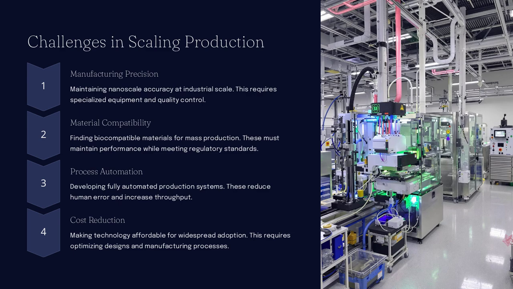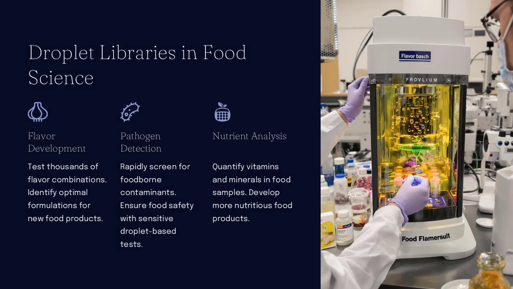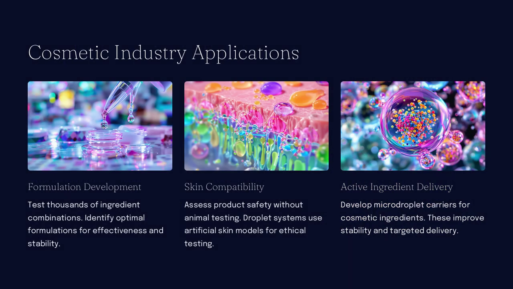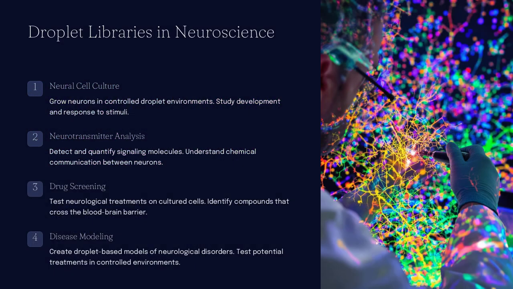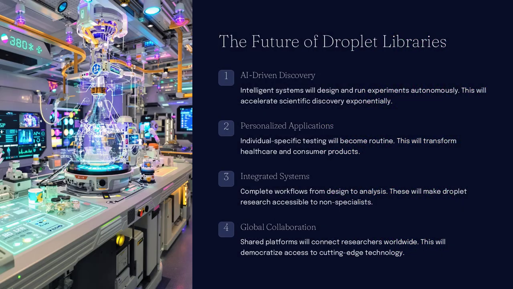Droplet libraries offer a scalable, efficient, and highly controlled method for conducting a wide array of experiments simultaneously. They are created using microfluidic techniques to generate uniform droplets, each acting as a microreactor. By leveraging these libraries, researchers can dramatically accelerate screening processes in drug discovery, material synthesis, and many other fields. How can droplet libraries transform research? They open the door to high-throughput experimentation with minimal resource usage, allowing for rapid optimization and discovery across a multitude of scientific disciplines.